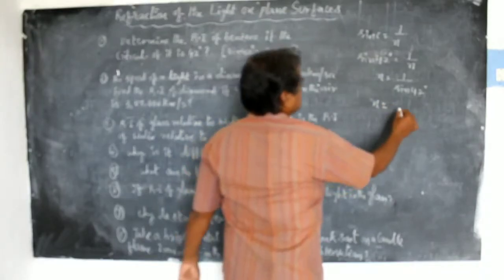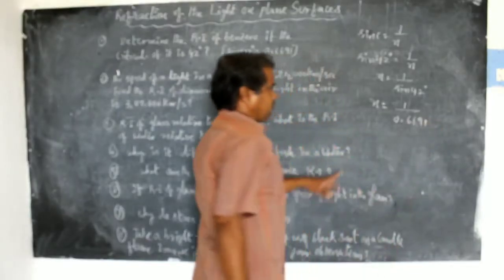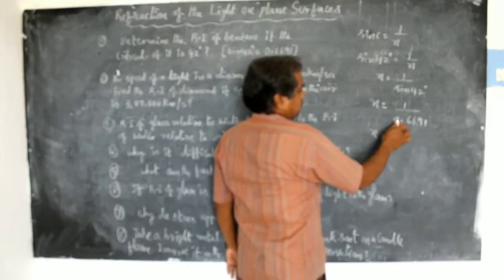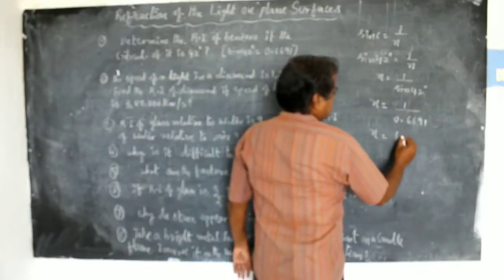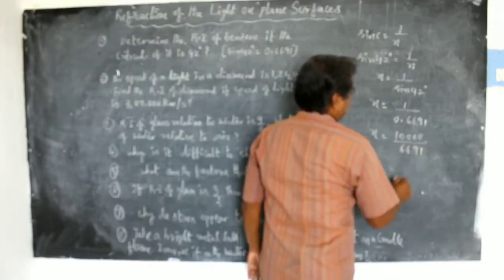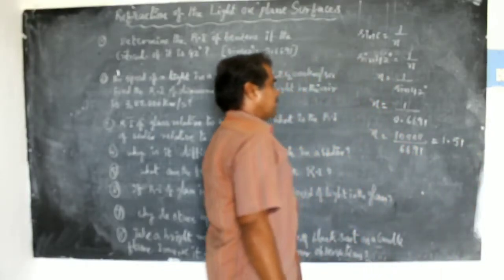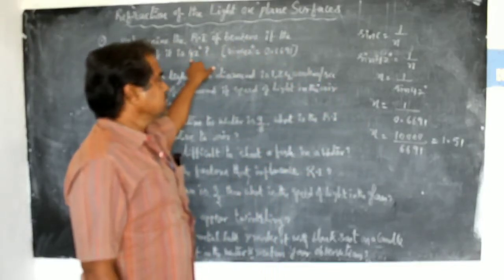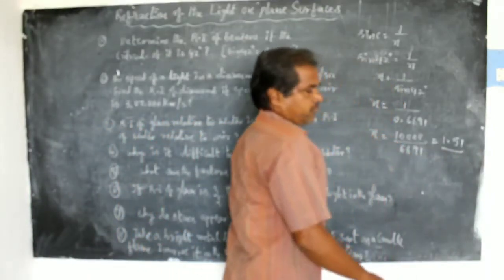n is equal to 1 by 0.6691. It is the value of sin 42. It is a standard value. So to remove the decimal, we multiply both numerator and denominator by 10,000 and get 10000 by 6691. By calculation, we get 1.51 as the refractive index of benzene when its critical angle is 42 degrees. Okay, how much do we get? 1.51.